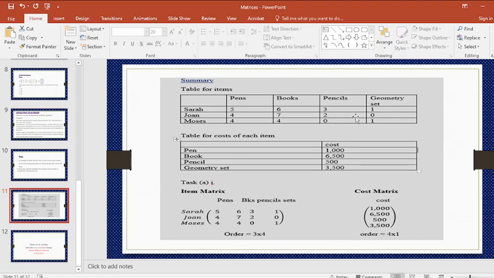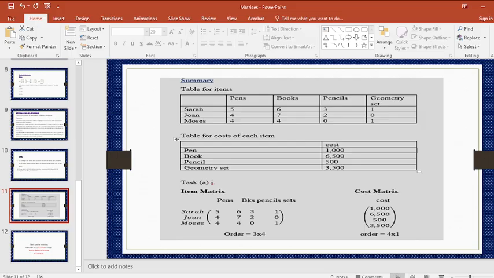We have pens, books, pencils, and geometry set. So from there, who are buying? Sarah, Joan, and Moses. So it's our matrix. It looks nice, very labeled, and the titles there. Then what you should not forget is its order. A mark is awarded for this order most of the times. So we know, I told you, we don't want examiners to have excuses of denying us marks. So do anything that will not let you leave any mark not given to you. So from here we come up with the item matrix.